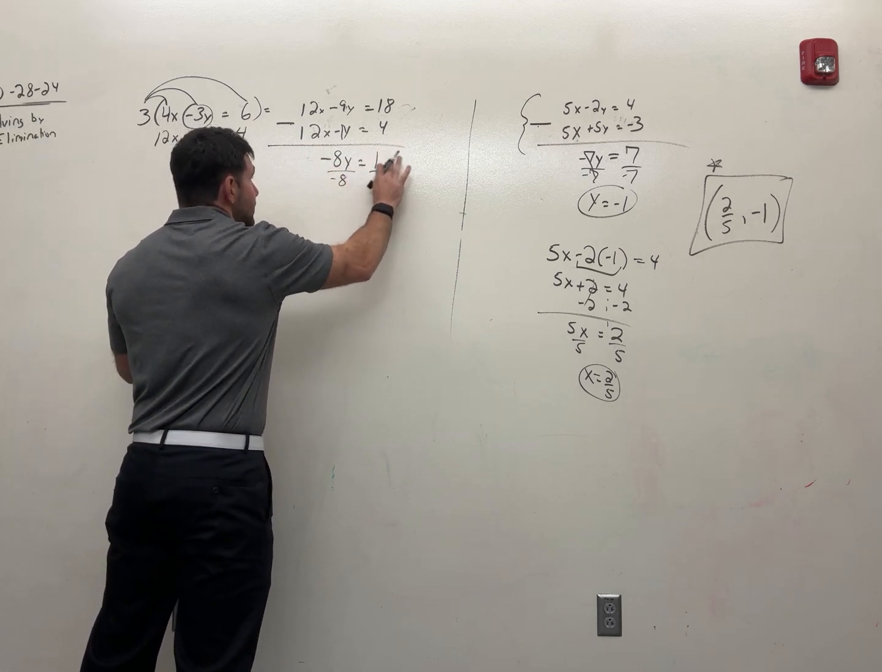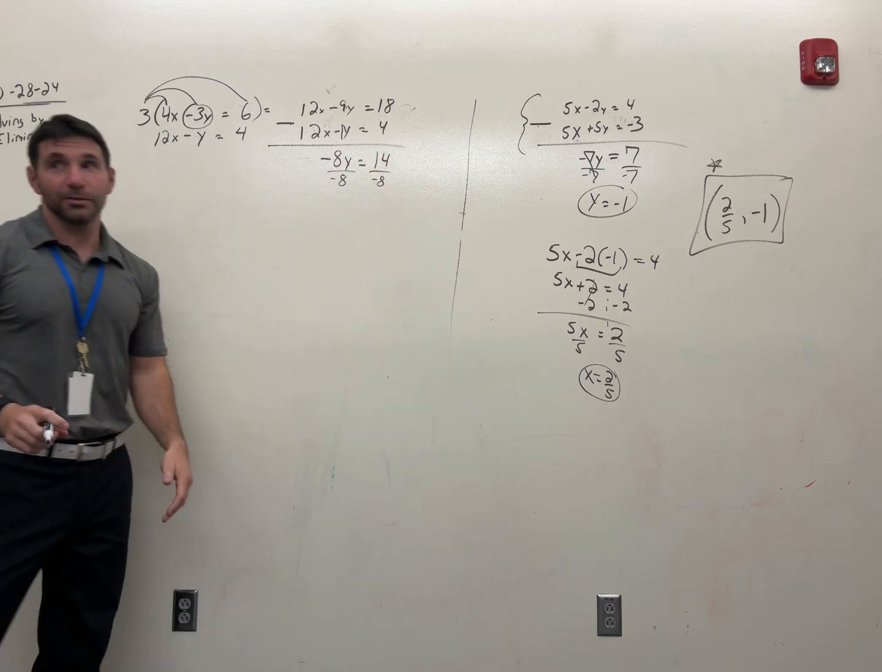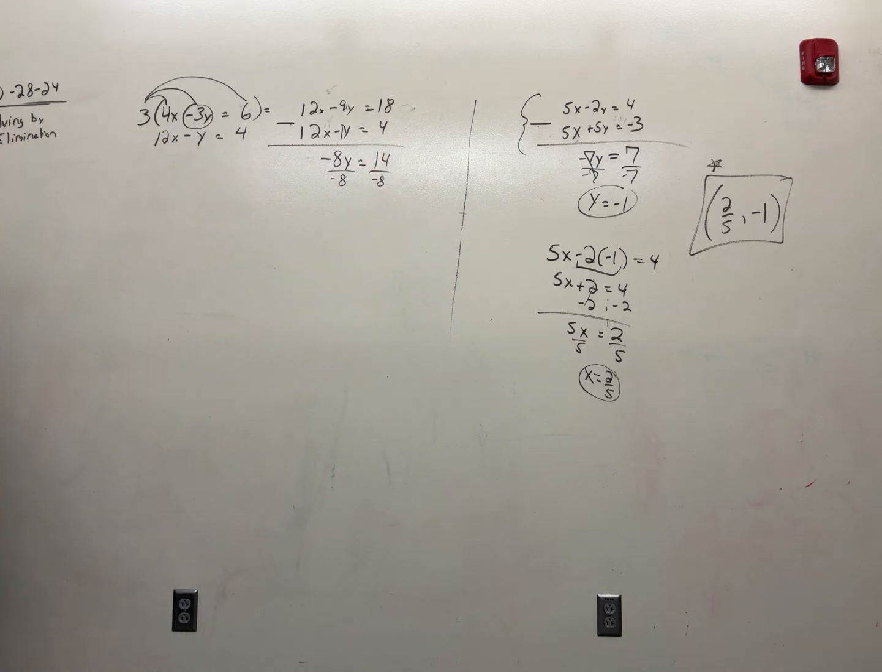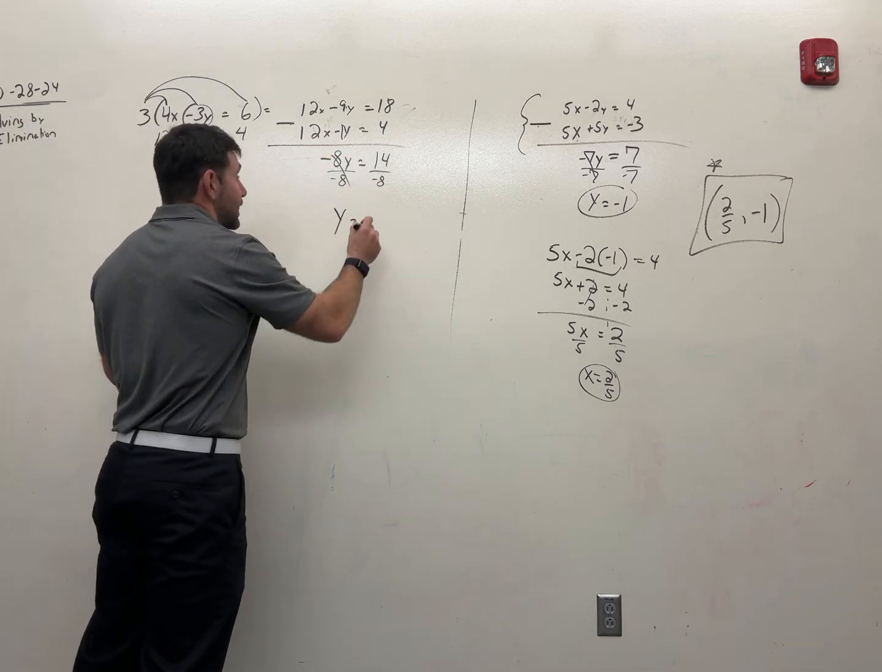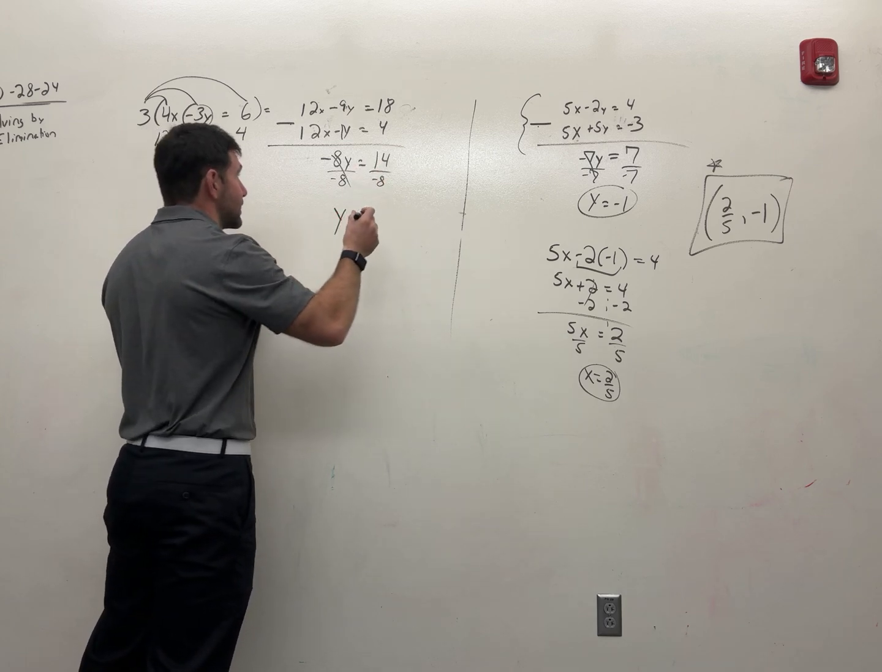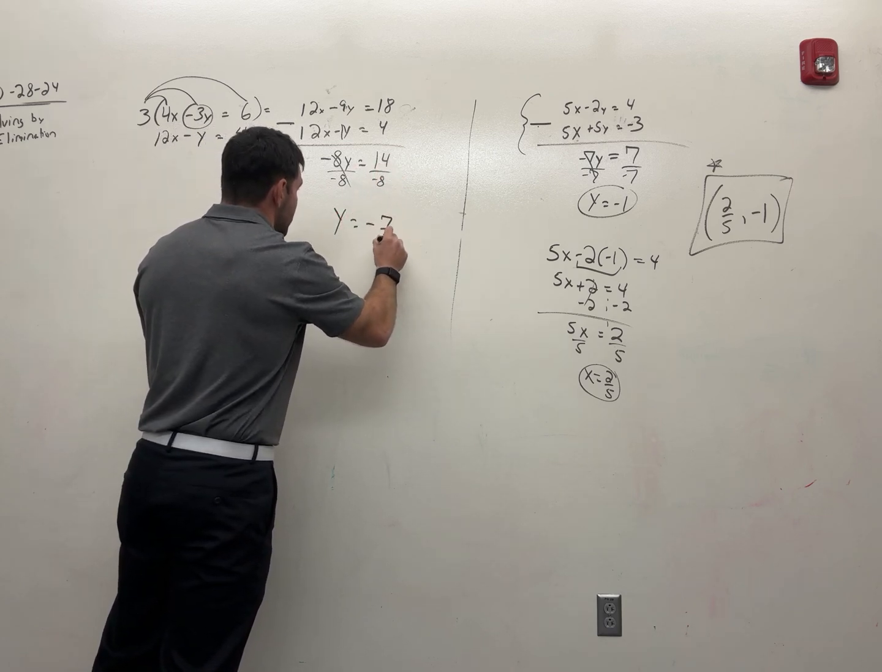is 14. See, look at that. I wasn't checking you. I missed that. I was just hoping it was going to be 16. Sorry. Hey, I made a mistake. It's Monday. That's why you guys are smarter than me. y equals 14 divided by 8. That's going to give me negative 7/4.